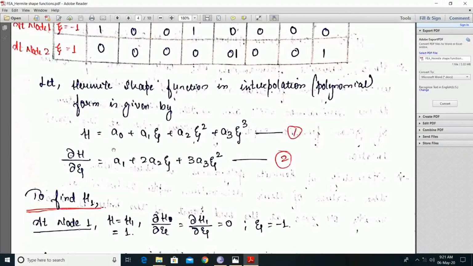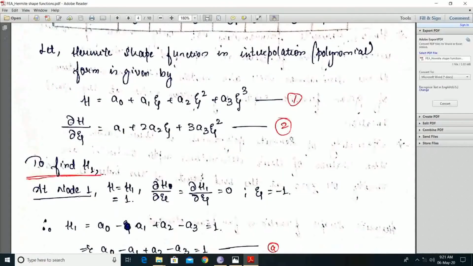Let us differentiate this equation. When you differentiate a0 it will be 0. When you differentiate, you will get a1 plus 2a2 xi plus 3a3 xi square. Let me call this equation 2. Now one by one we will go on obtaining the expressions for h1, h2, h3 and h4.